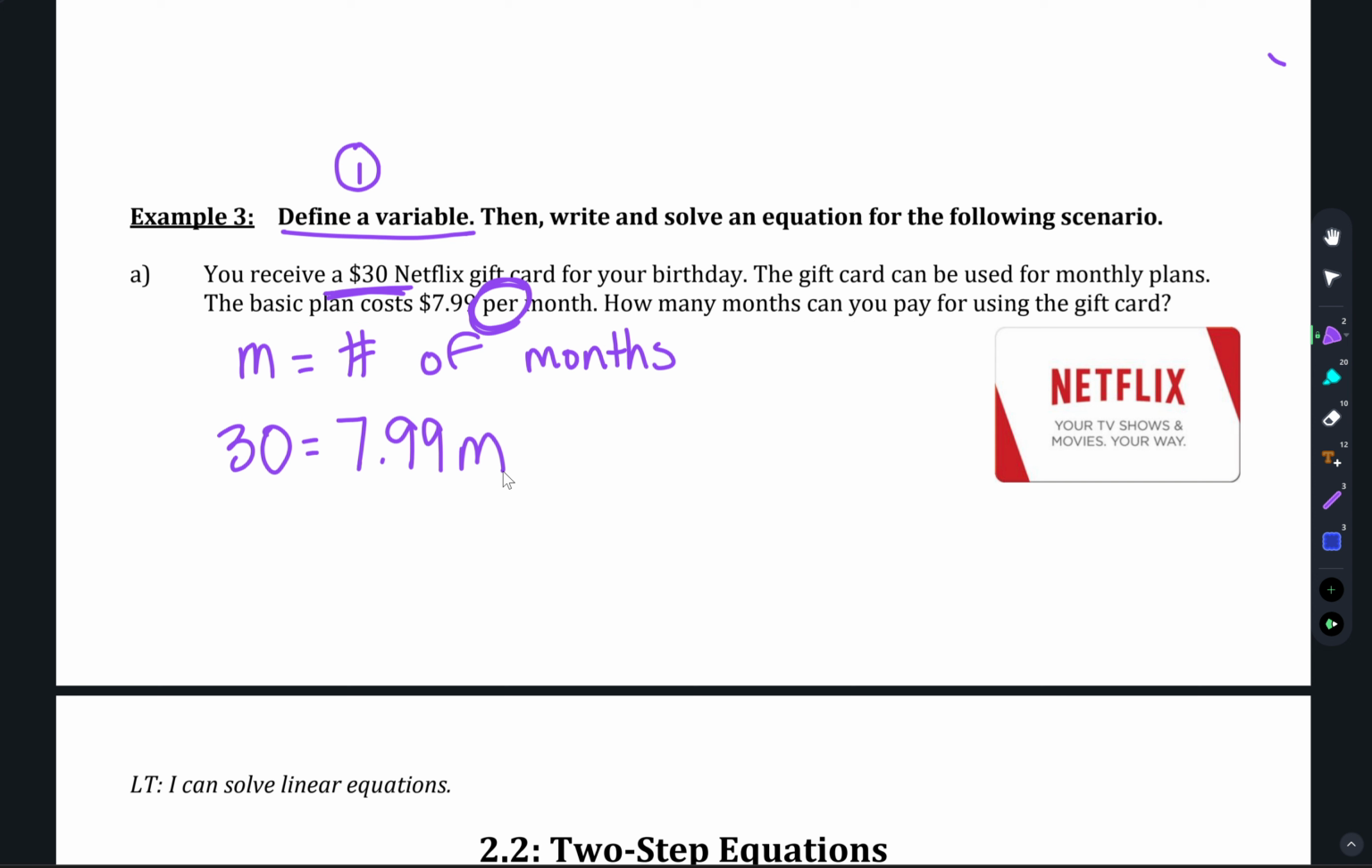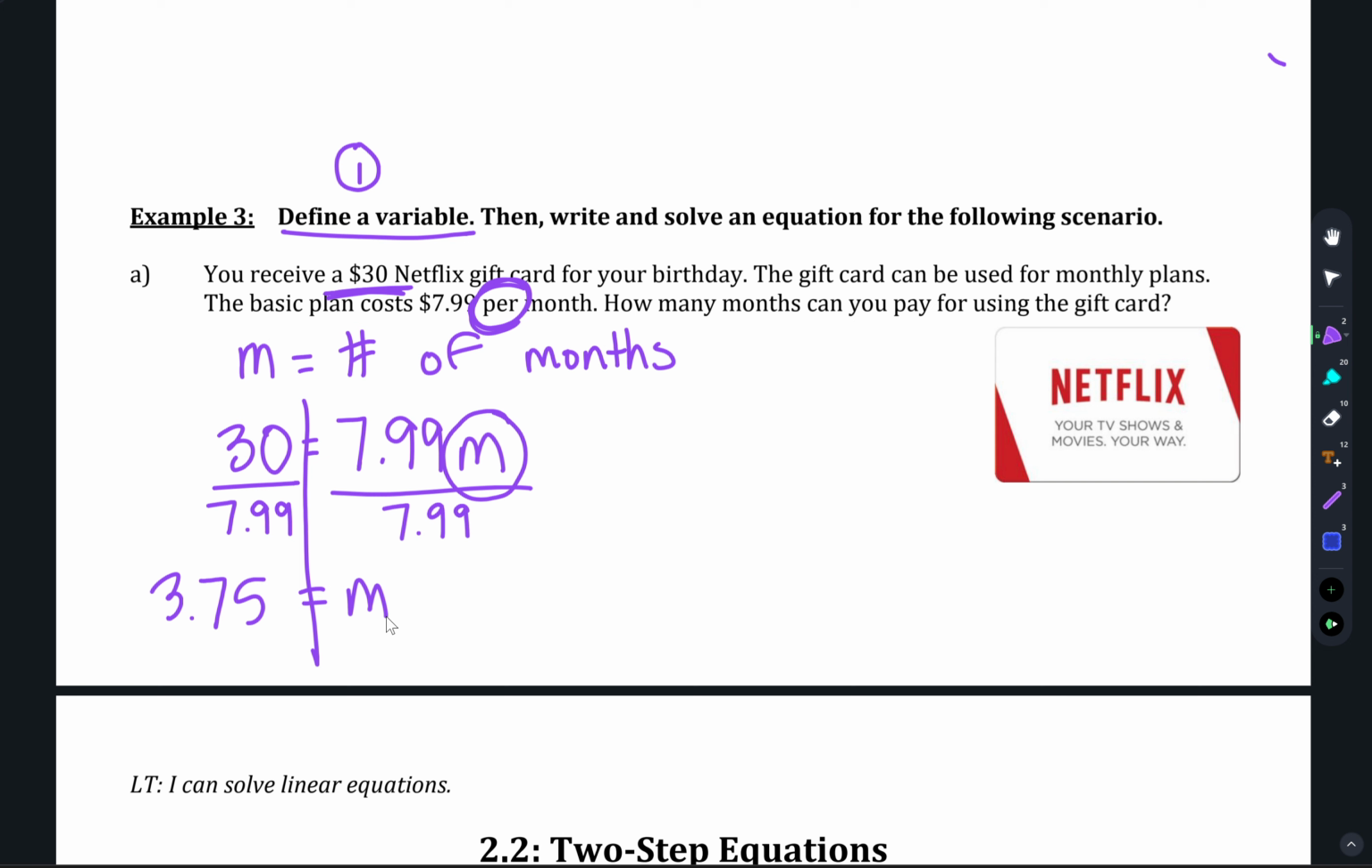So that's my setup. Just like I did before, I'm going to go ahead and simplify this, draw my line down the middle, and isolate M. I'm going to be doing the opposite of multiplication, which is division, of course. So 30 divided by 7.99, what is that? Jay? 3.75. Something like that, I believe you.